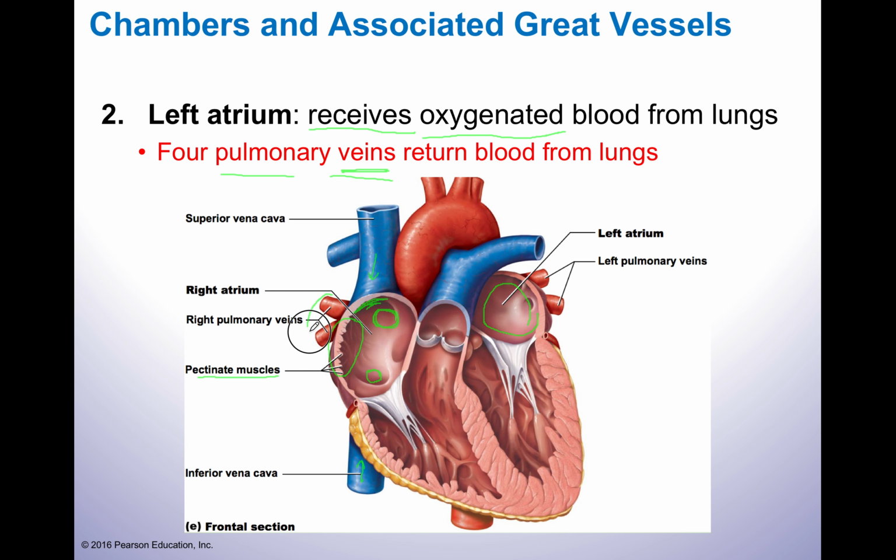These two right here, coming from the right lung, are called the right pulmonary veins. And you have two coming from your left lung, called the left pulmonary veins. Don't assume that because these blood vessels are shown here, they're emptying into the right atrium. They actually go behind the heart and empty into the space right here and right here.